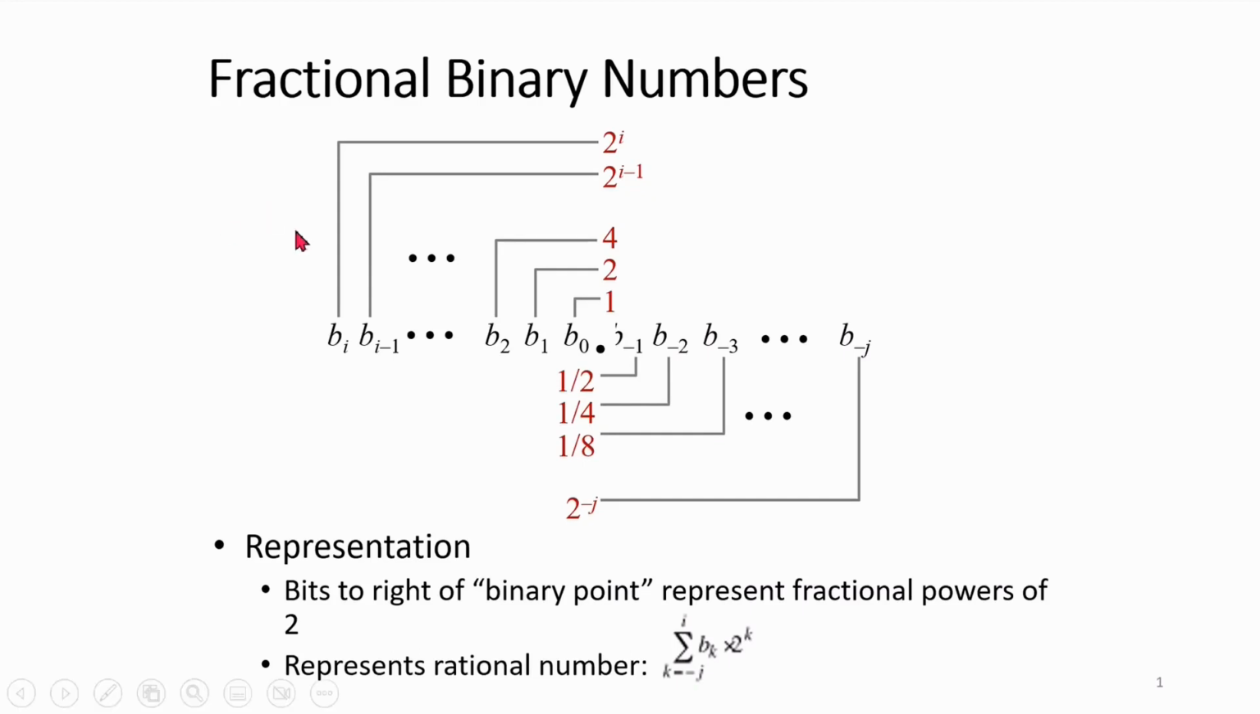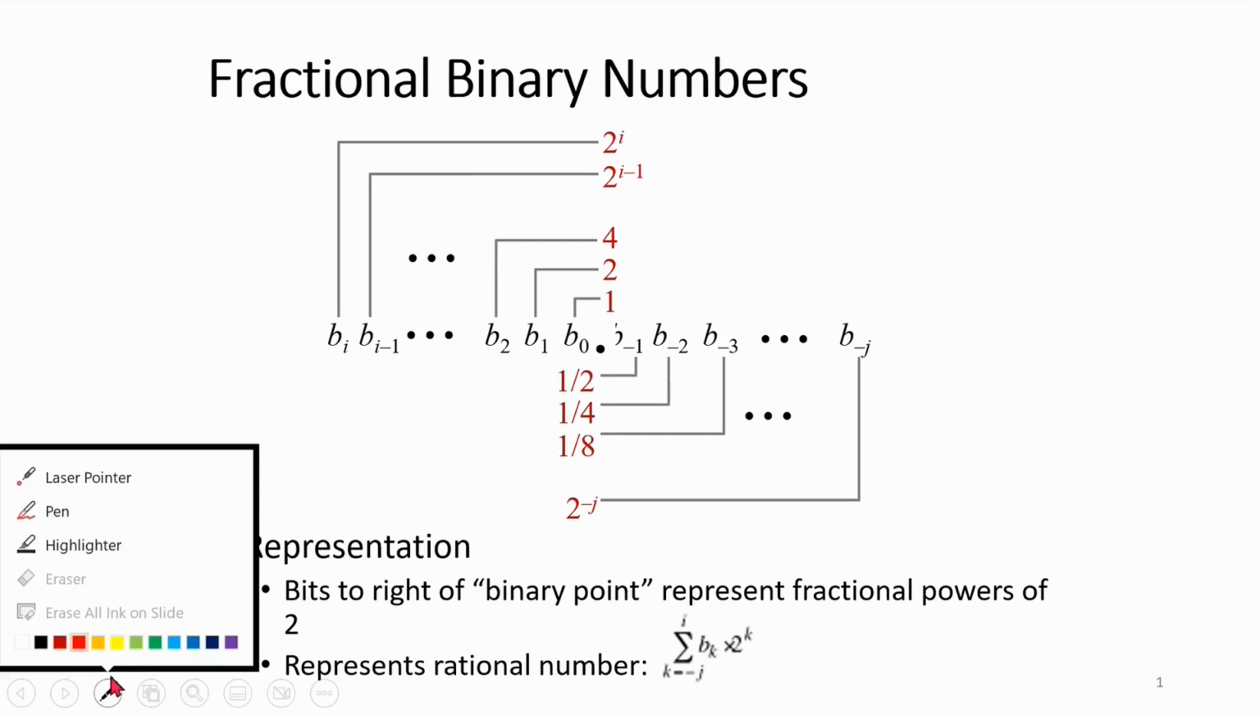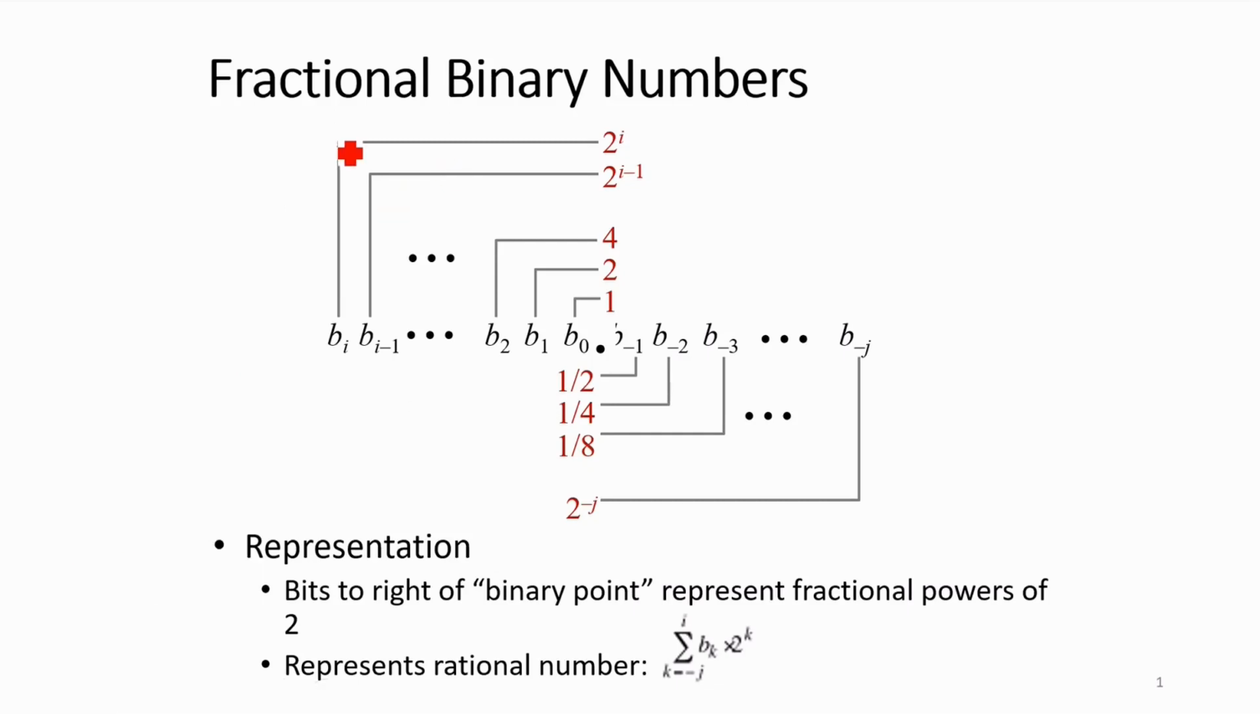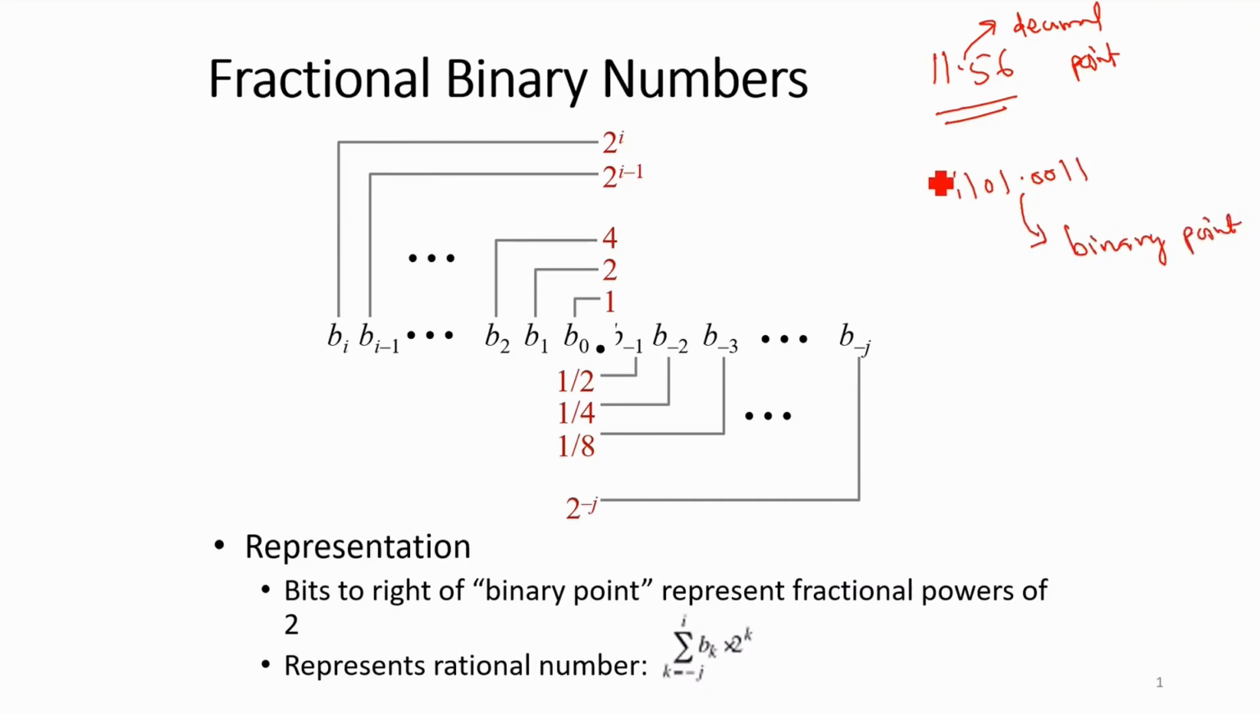So before that, just the basics. In terms of fractional numbers in binary, we represent with a point. In case of binary number system, this point is called binary point. Like in decimal, we have 11.56. So this point is called decimal point. In case of a binary number, suppose 1101.0011 is there. So this point is called binary point in case of binary number system.